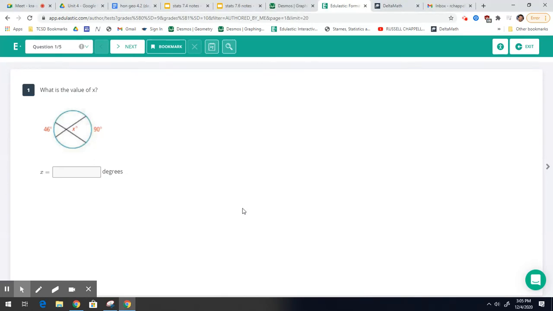Okay, so as promised, here come some of these angle problems. So we need to find the value of x. So x is an angle formed inside the circle by two chords. So that means we're going to add the two arcs and take half of them.